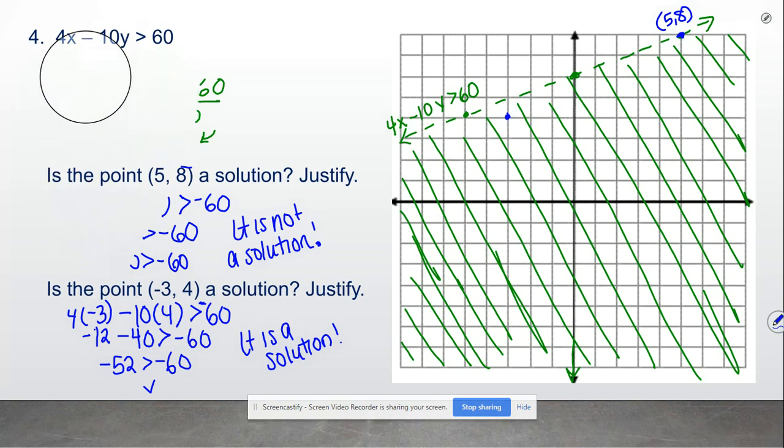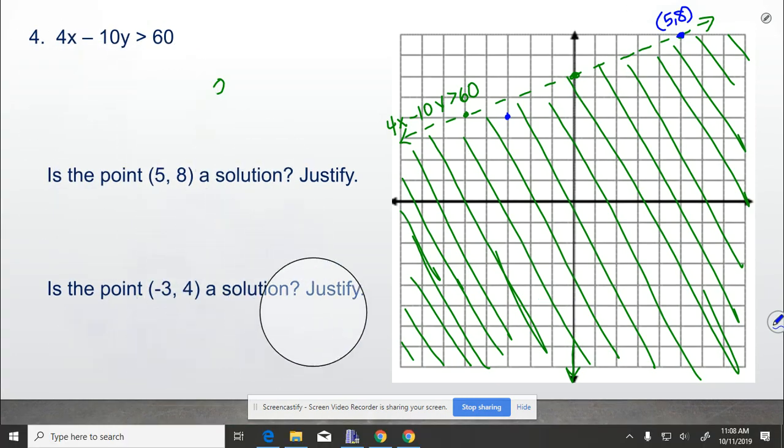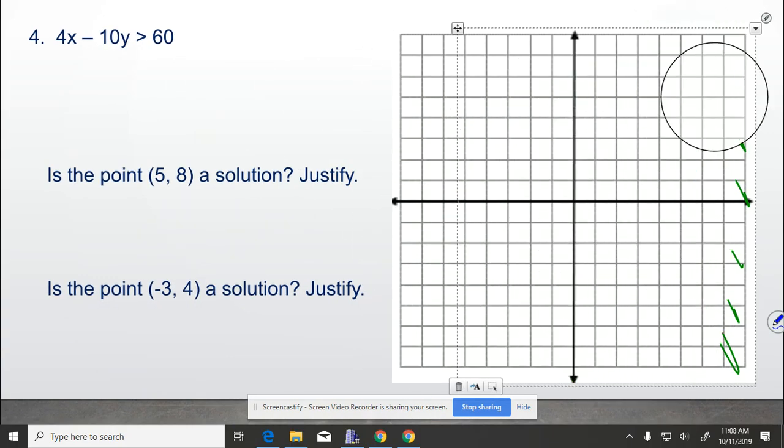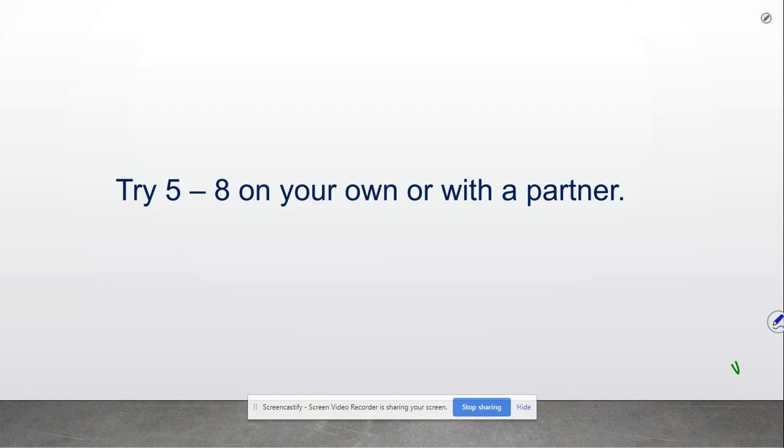Okay, so hopefully you're catching on, you're understanding the rules of how to shade. Because you're now going to do 5 through 8 on your own or with a partner. Please, again, make sure you check in with me so I can be sure that you've got it right before moving on to your exit tickets.